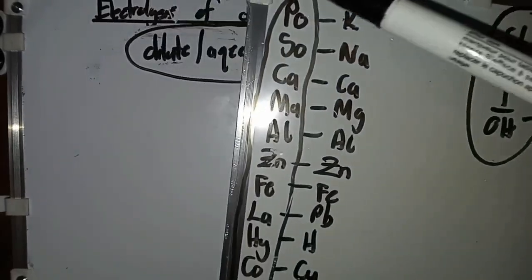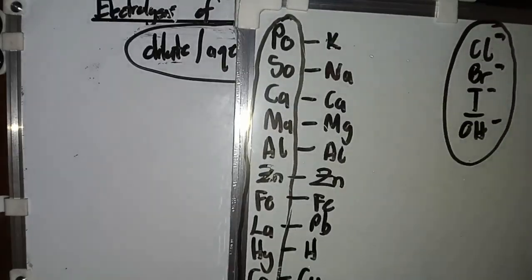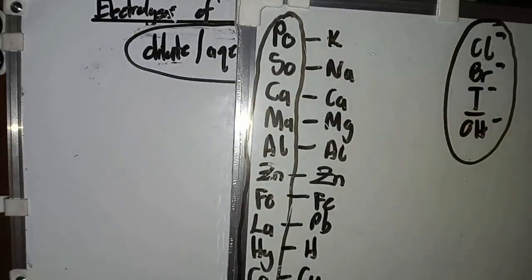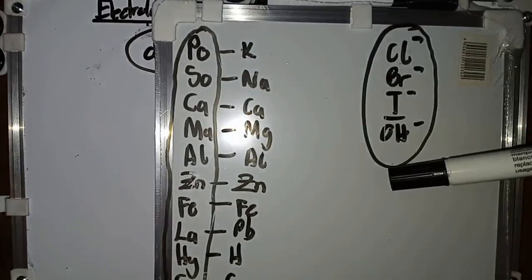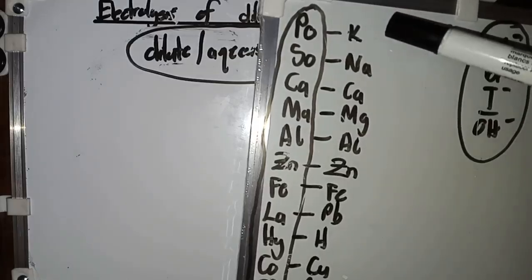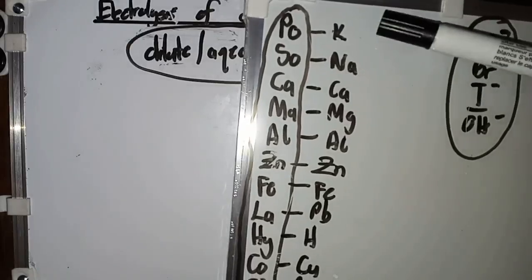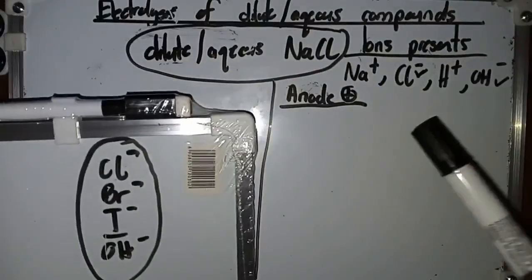So this is the reactivity series for the cations. What do I mean? I mean the positively charged ions. And this one is the reactivity series for the anions, or the negatively charged ones, with the most reactive at the top and the least reactive at the bottom.